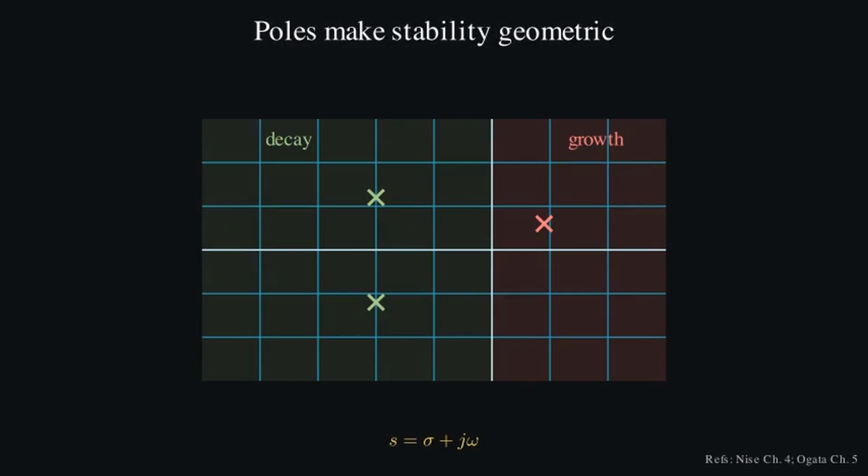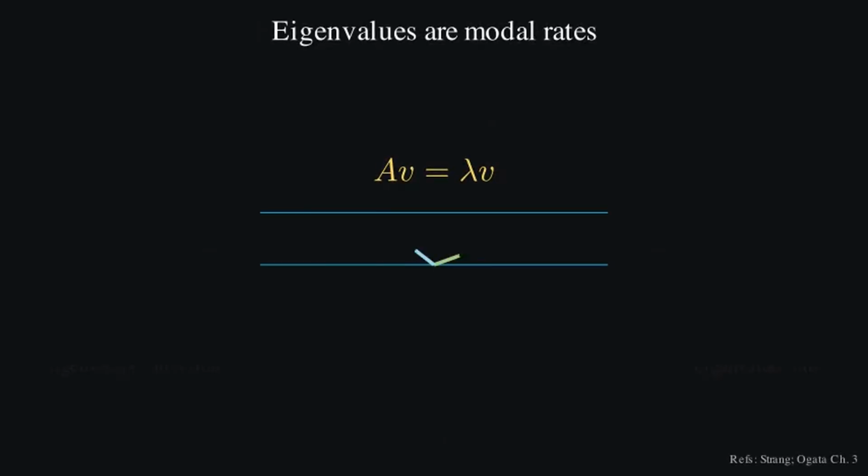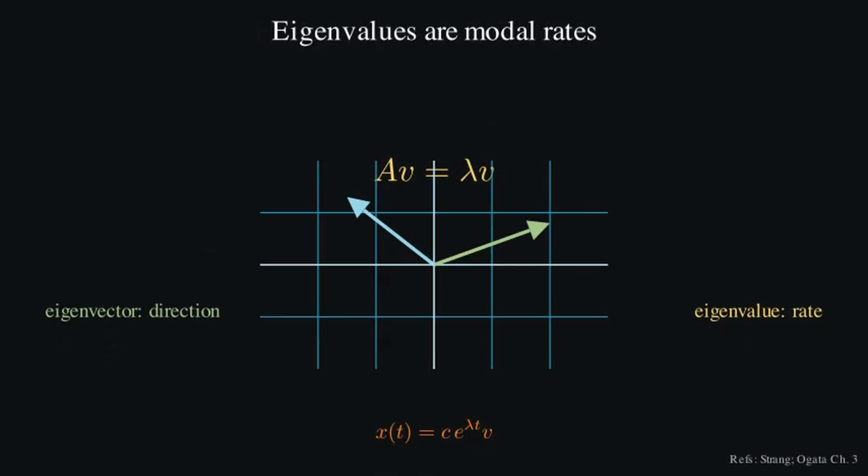Poles make stability geometric. In continuous time, poles in the left half of the complex plane decay. Poles on the imaginary axis oscillate without decay in the ideal model. Poles in the right half plane grow. So the complex plane becomes an engineering map. Left is stable, right is unstable, and distance from the axis affects speed.